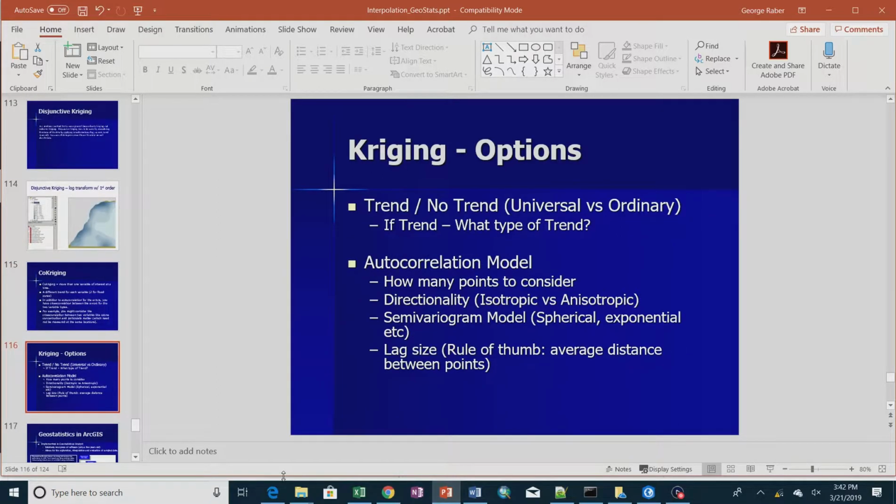So basically, it boils down to this: typically you're going to choose either universal or ordinary kriging. And what that means is you've got a trend, or you do not have a trend. Ordinary kriging means you don't think there's a trend in your data. Universal means that there is a trend, and you want to use that in the predictive power. Okay? That's one of your choices.